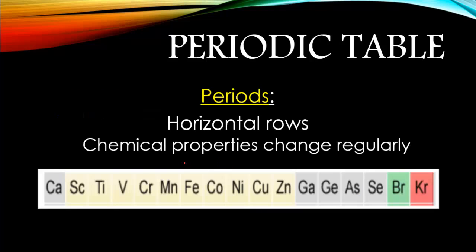So next we have periods. Periods are the horizontal rows on the periodic table. In a horizontal row, the chemical properties change regularly. So they aren't all similar, and you're going to see things change, but how they change is in a pattern, and it repeats as you go to a new period. You can see, going across, we took one of the periods and we go all the way across the periodic table. So periods are horizontal.